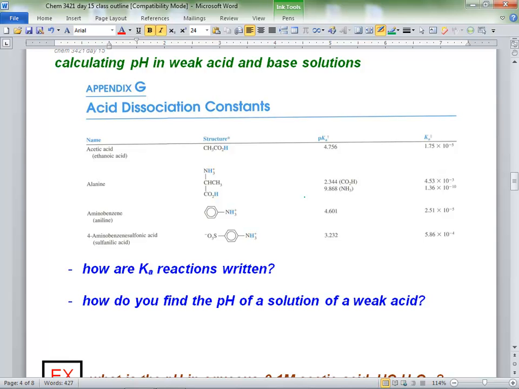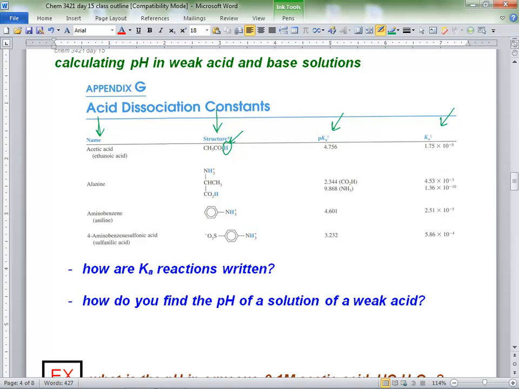Finding pH in weak acid and weak base solutions. So I scanned this from the back of the book, Appendix G, acid dissociation constants. There's a bunch of these. It gives the name of the acids and their structure. It has this little blue guy that shows where the acidic hydrogen is in the structure. It's kind of neat. And then it gives the pKa and the Ka.